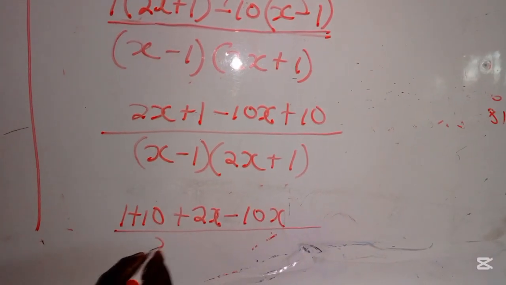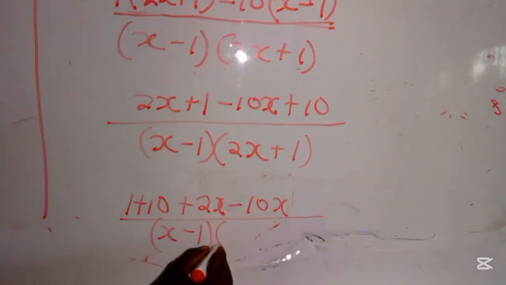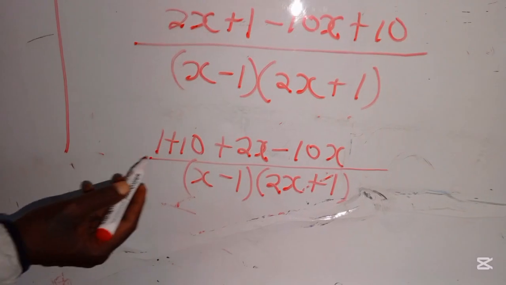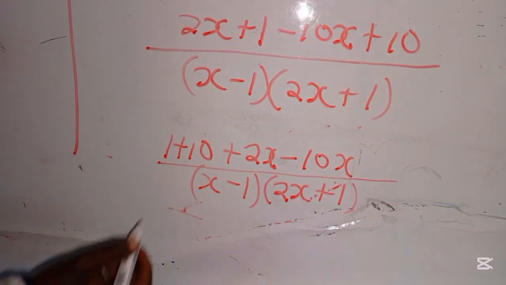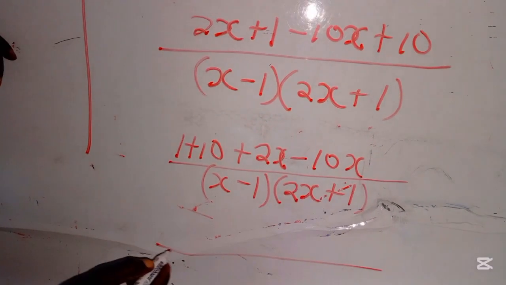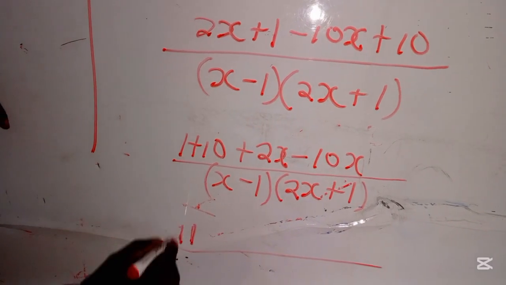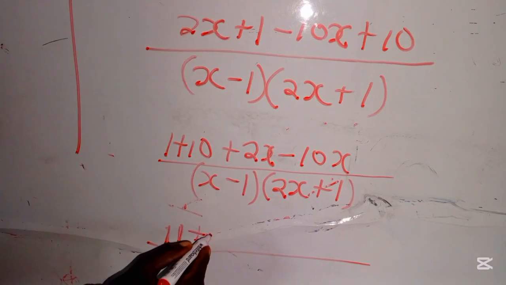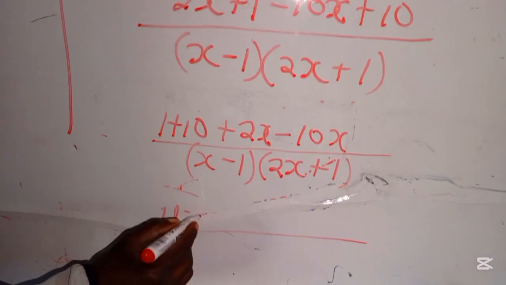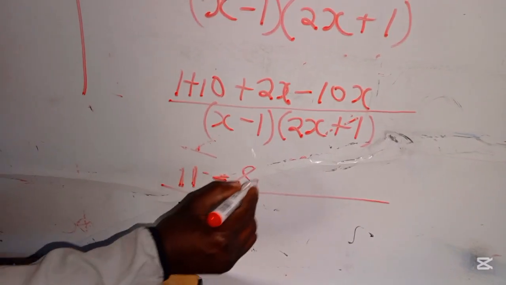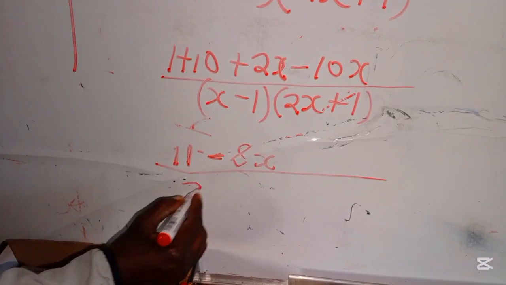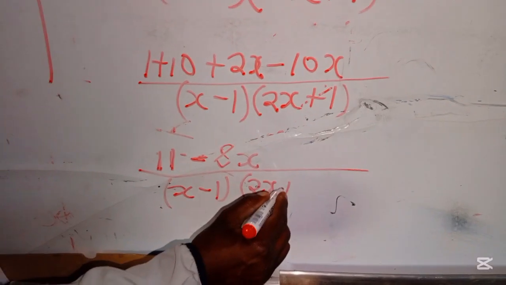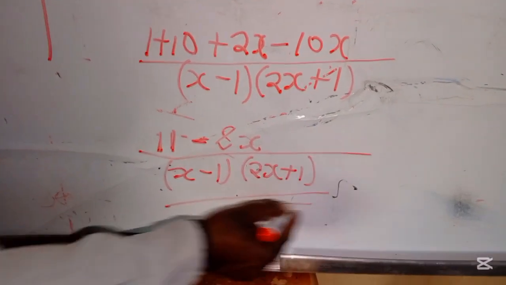I have a situation like x minus 1 bracket, I have 2x plus 1 bracket. You agree with me that 1 plus 10, I'm going to have 11, and thereafter, if you subtract, I have negative 8x. And you maintain the brackets like this. So it means you have simplified.